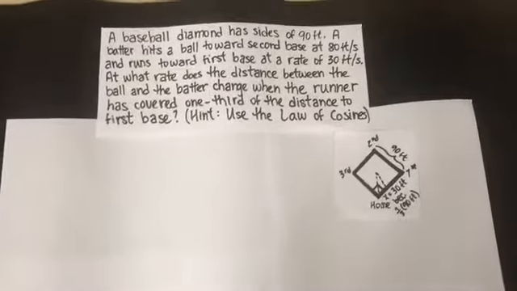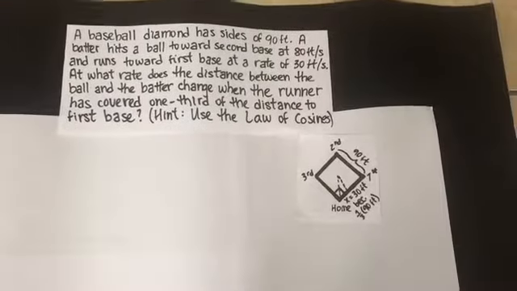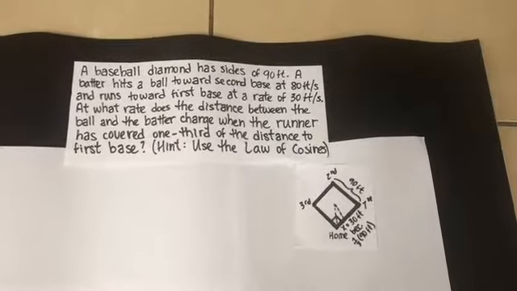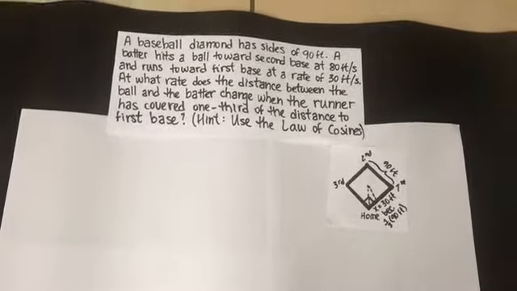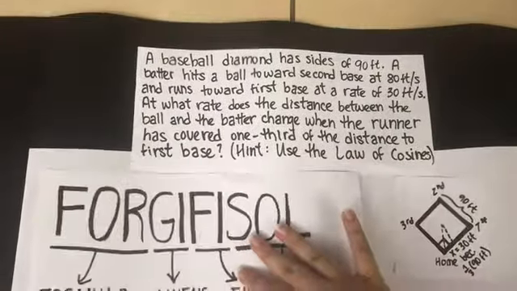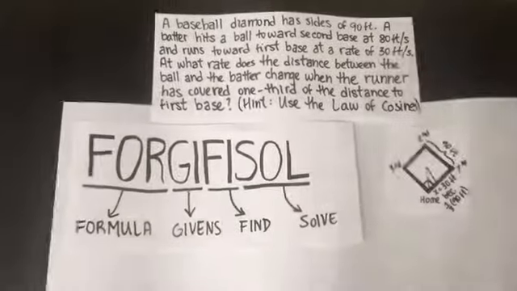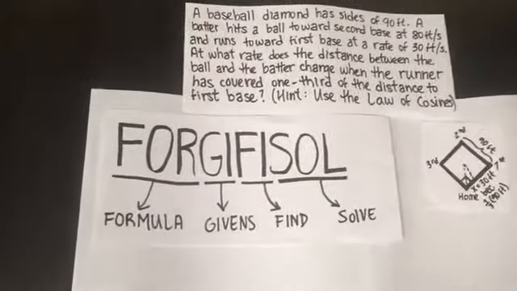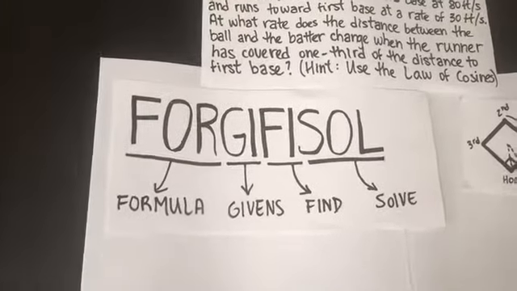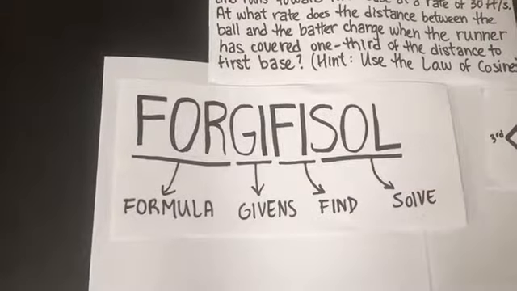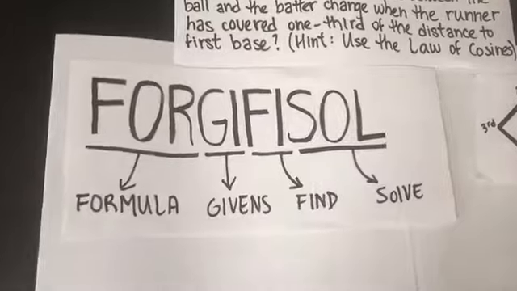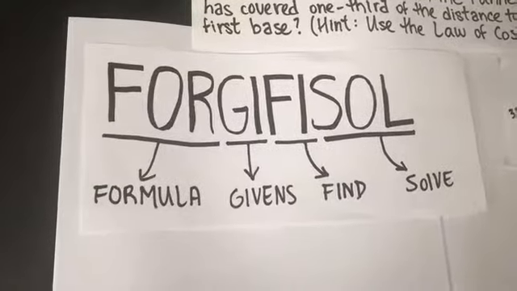But now, a tip that helps me a lot when solving these related rates kind of problems is using a word that I invented. Here it is, forgifiso. The first syllable stands for formula, the second stands for the givens, the third stands for finding the missing variable, and the fourth and last one stands for solving the problem.